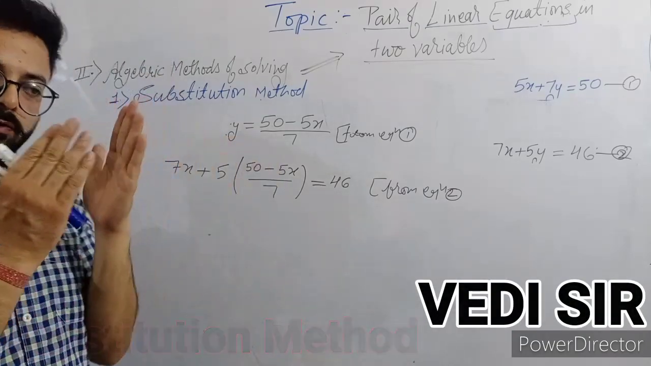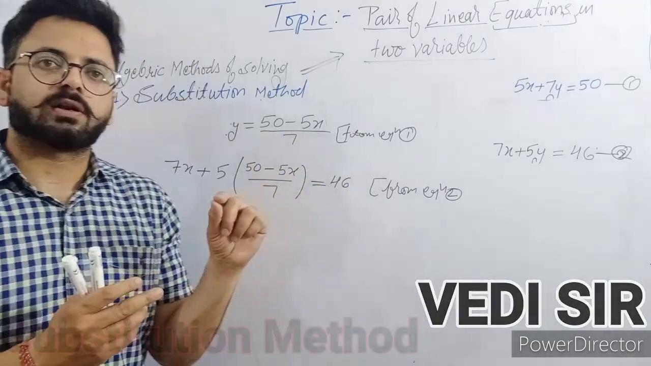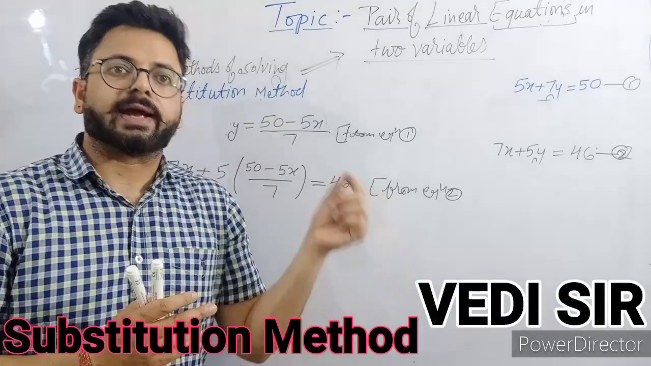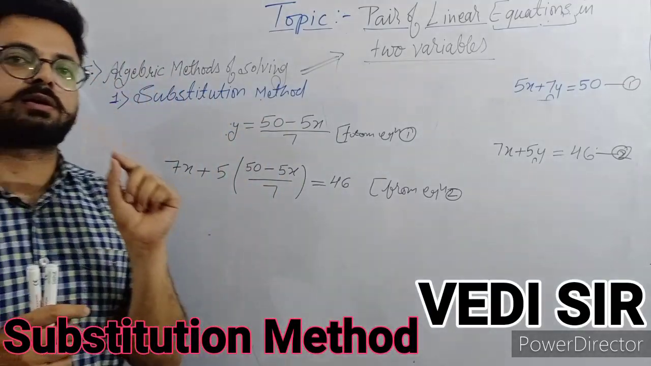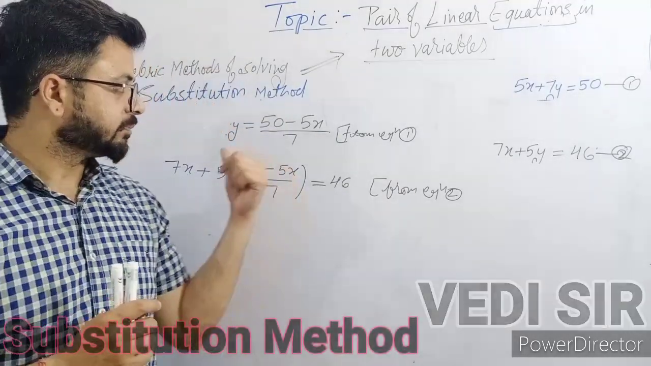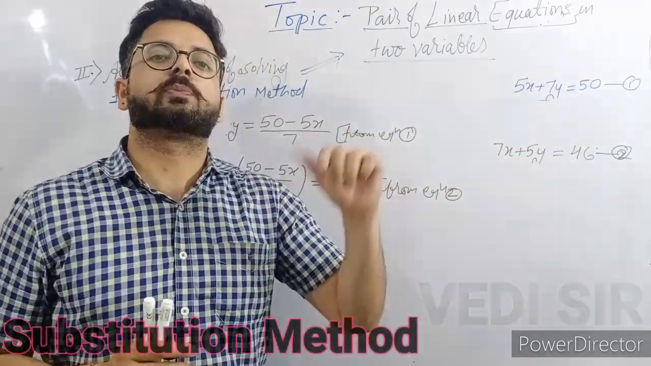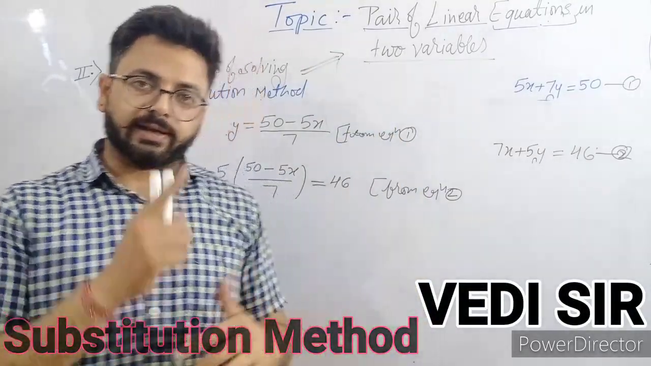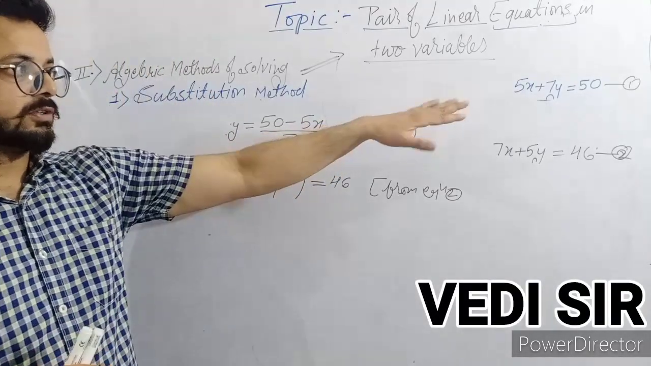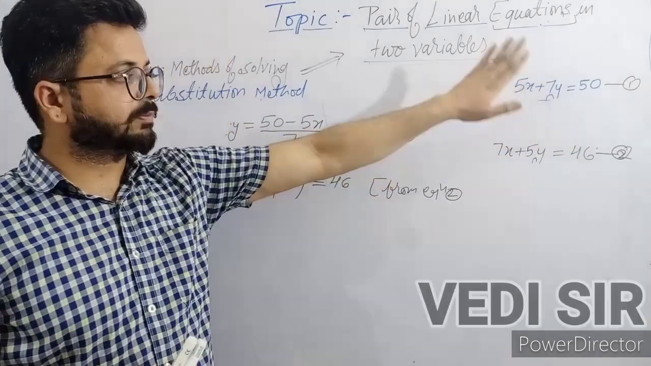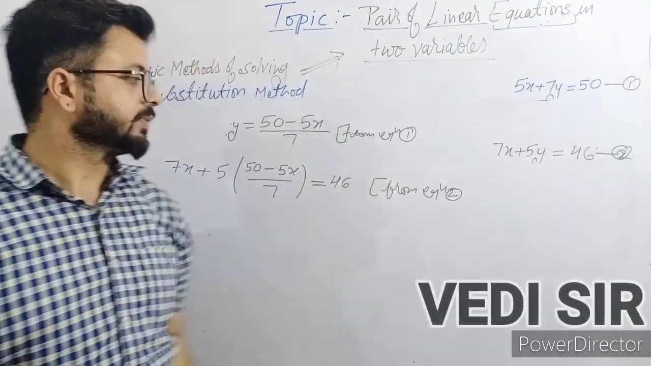It means we are calculating the value of one variable from one equation in terms of the other variable, and we are substituting it in another equation. One main important point of this method: suppose we are finding the value of x from the first equation, then there is no need to place it in the first again, otherwise your solution will be wrong, you will not get any solution. So if you are calculating the value from the first equation, then place it in the second. If you are taking it from the second, then substitute in the first.